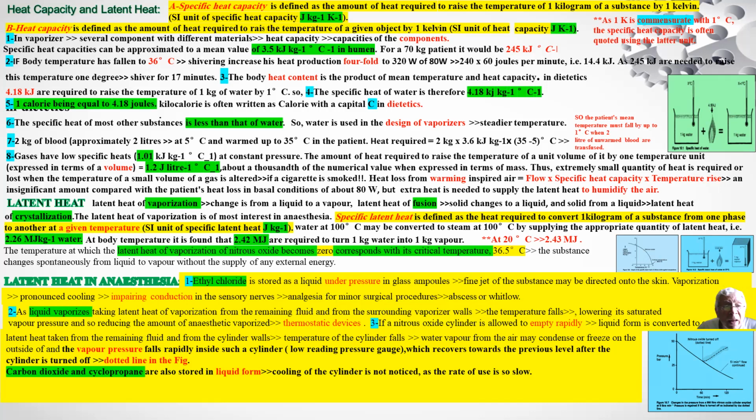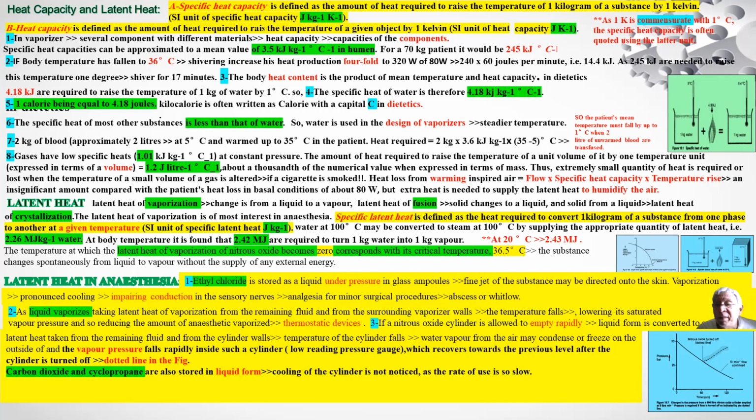Now we come to the second item, which is called the latent heat. Of course, we have latent heat of vaporization when a liquid changes to a vapor. We have latent heat of fusion when a solid changes to liquid, and lastly, we have latent heat of crystallization when a liquid changes to solid.